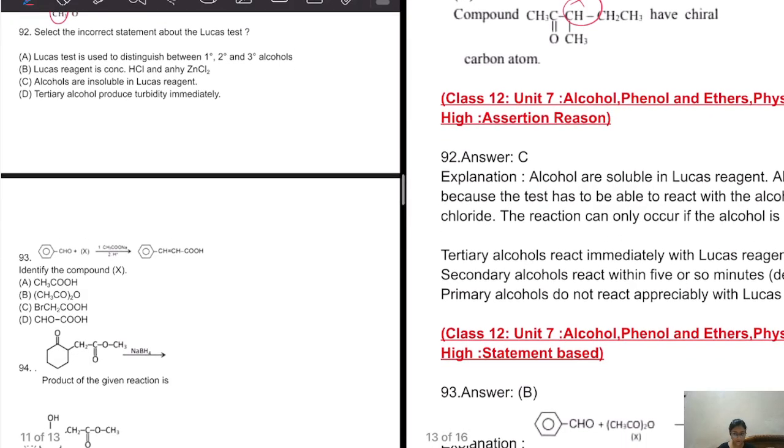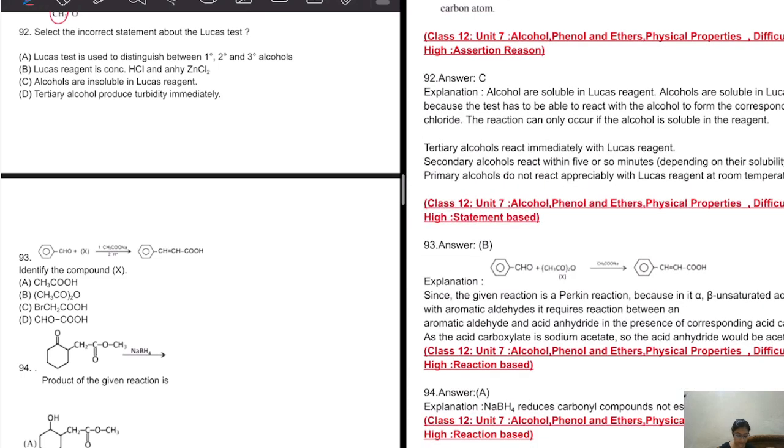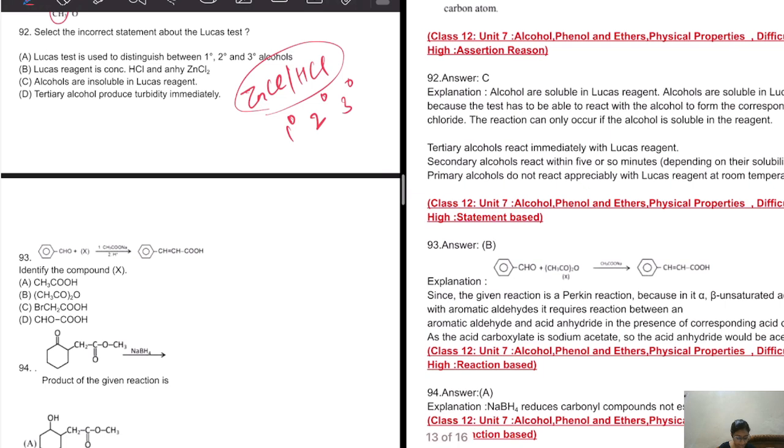Now let's see the next question. Select the incorrect statements about the Lucas test. We all know what happens in the Lucas test. ZnCl2 and HCl reaction is there, and it differentiates between primary, secondary, and tertiary alcohols. So option 1 is correct, and option 2 is also correct. And it is given alcohols are insoluble in Lucas agent. This is false. Why? Because if it is insoluble, then how will we distinguish between all the alcohols?